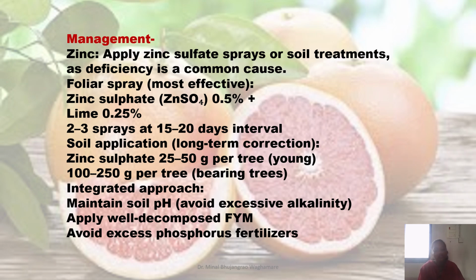Another integrated approach: we try to maintain the soil pH and avoid excessive alkalinity, because in excess alkalinity zinc availability is also reduced. We have to apply well decomposed FYM and avoid excess phosphorus fertilizer to manage this disease. So like this we have covered all important diseases of the citrus.